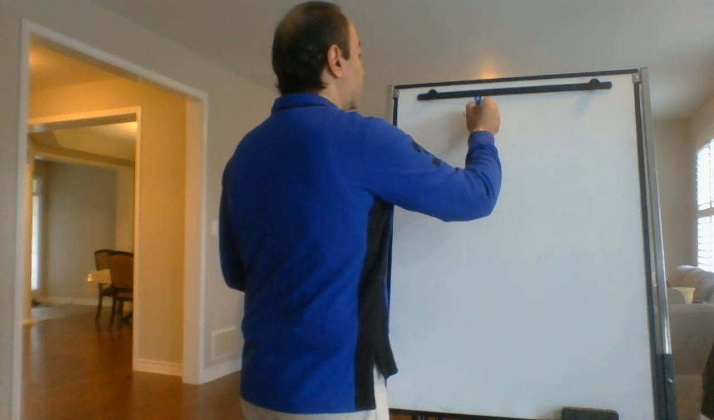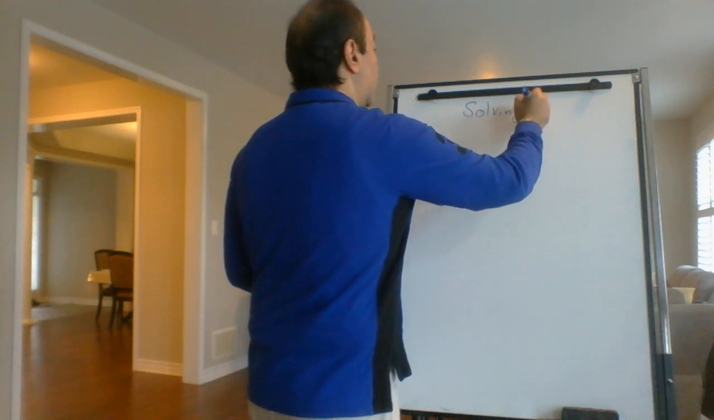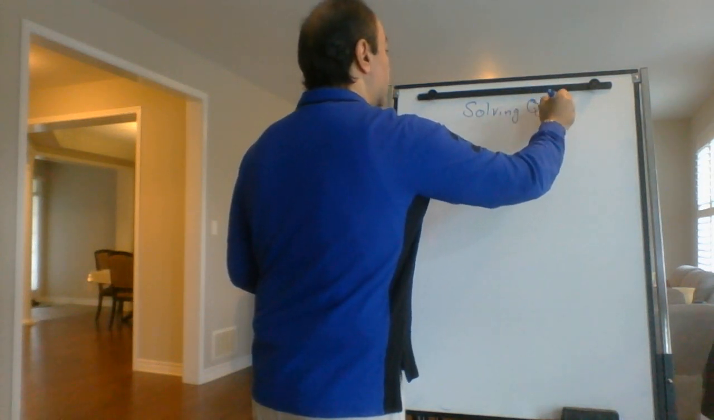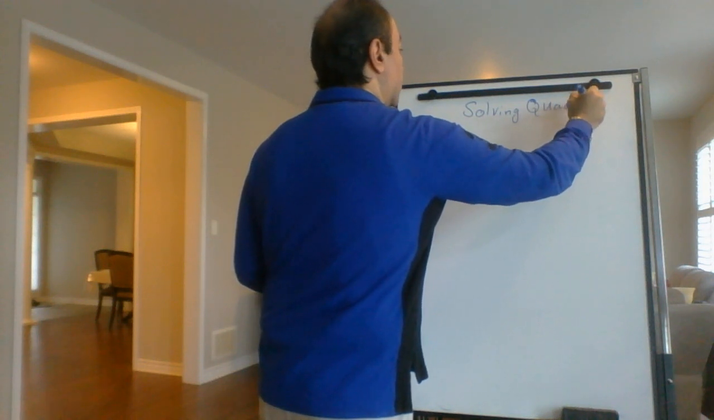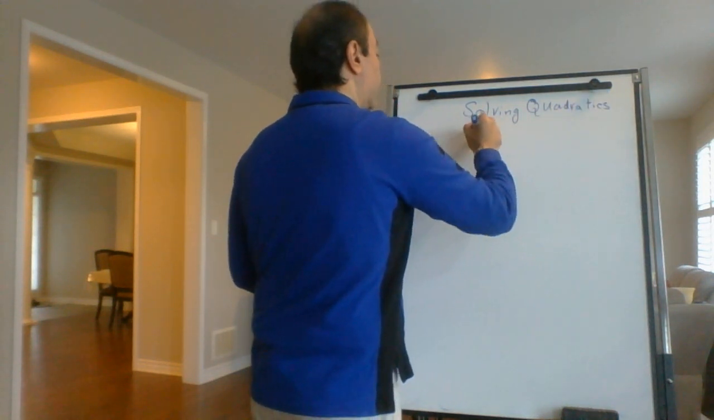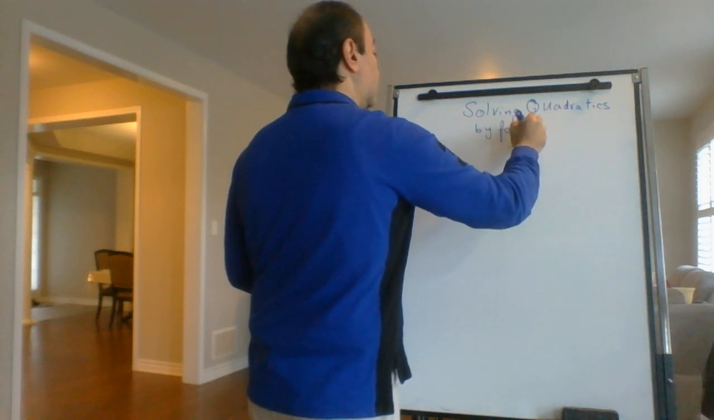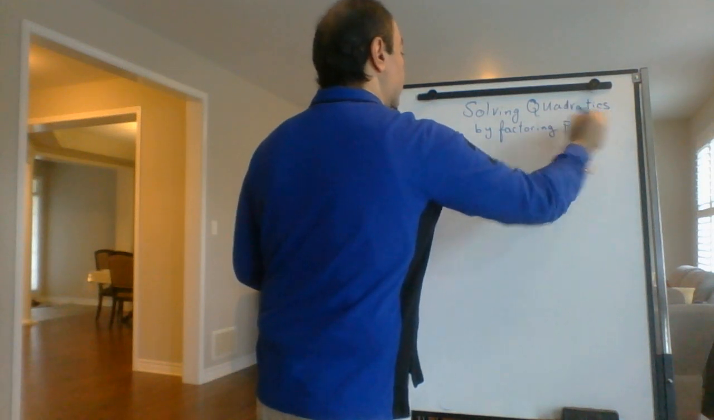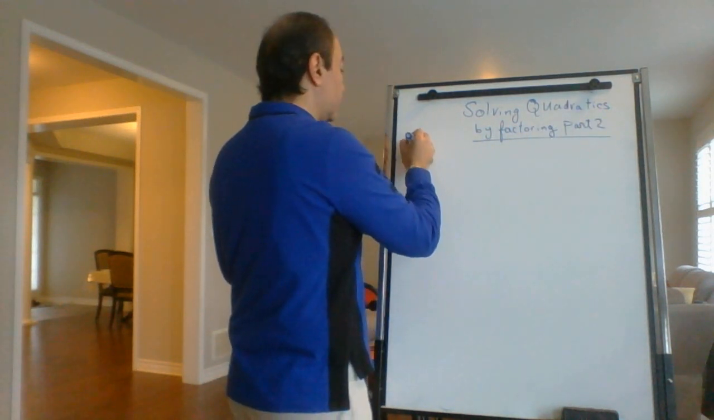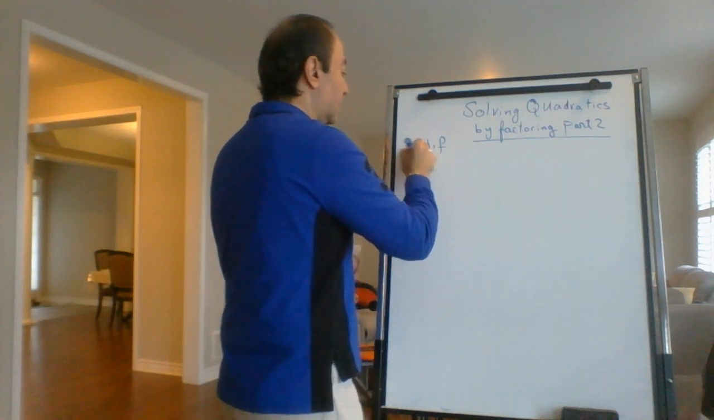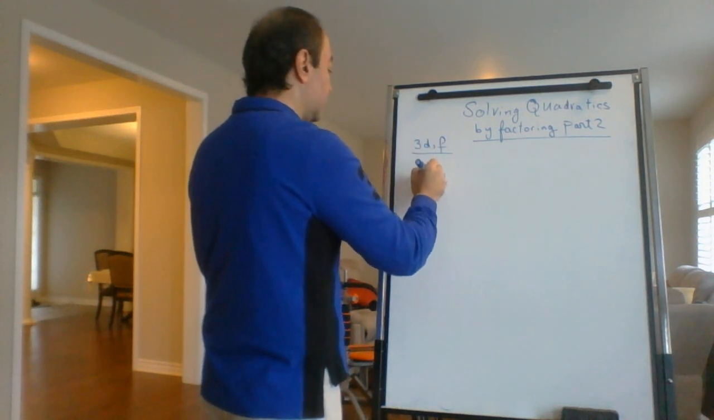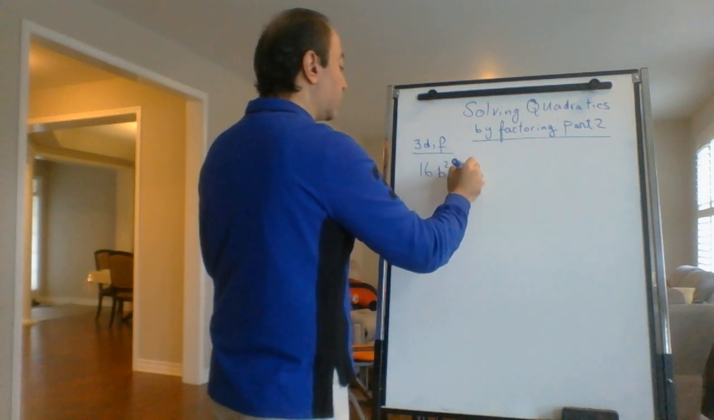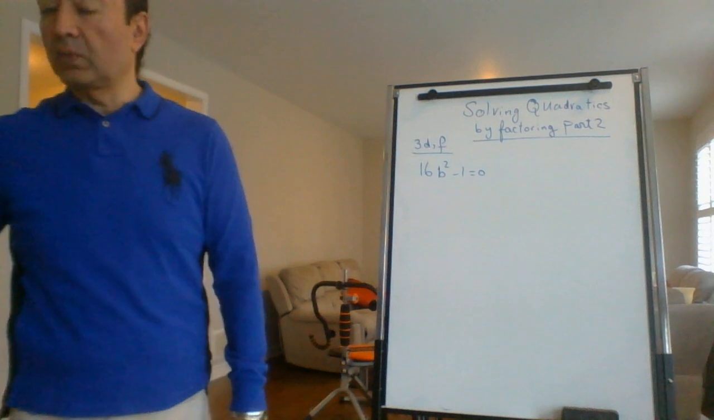So the question was, we have solving quadratics by factoring, part 2. The questions were 3D and F. So the first question was 16b squared minus 1 equals 0. How can we solve this one?